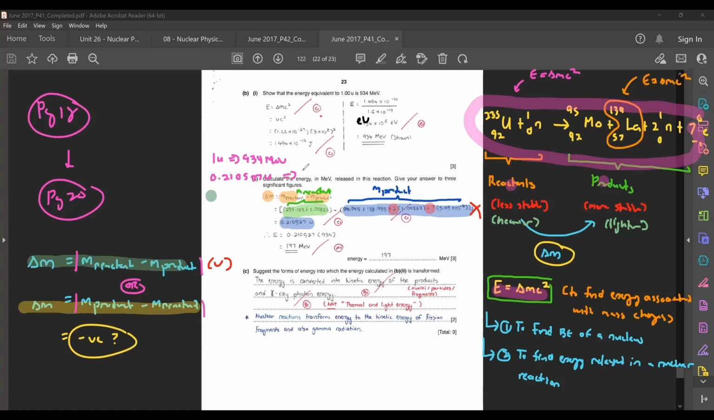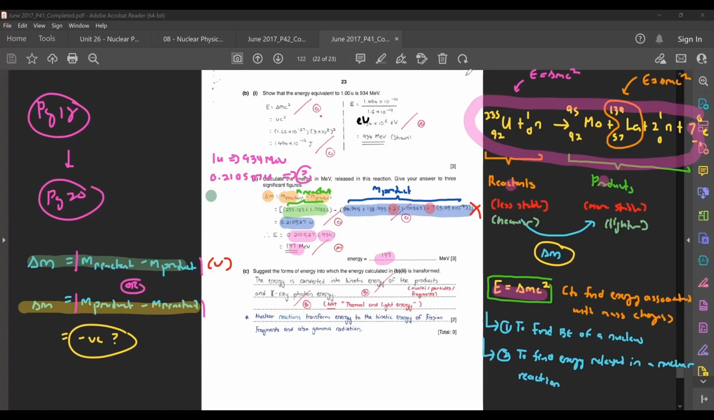Okay, how much is it? You just take your mass defect, multiply with 934, you're going to get the answer as 197 MeV. Okay, just like that. So this is all right. Then we move on to part C.